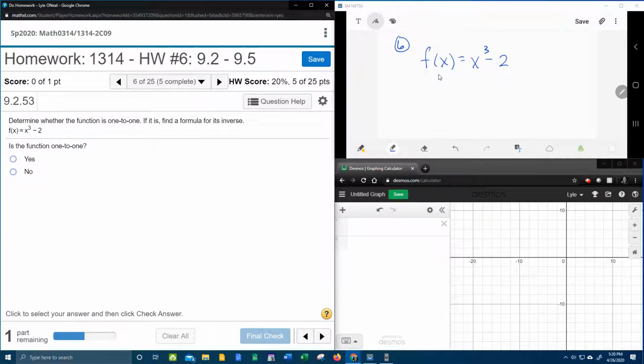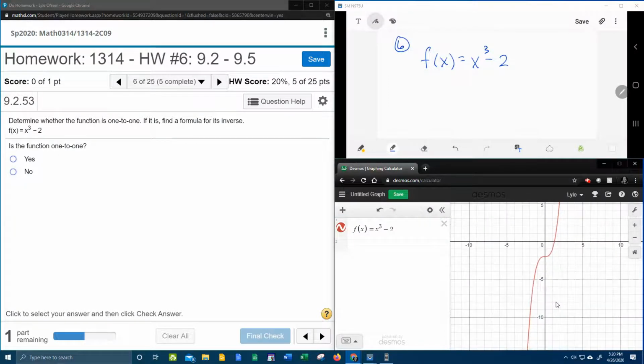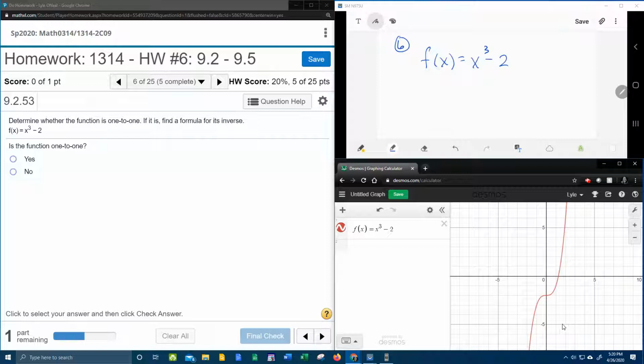All right, so the first thing that I want to do is I'm going to go to Desmos and I'm going to graph that function real quick. x to the third minus 2. And I'm going to check and see if that passes the horizontal line test, which it looks like it does. Every horizontal line, even right in here, is only going to touch one time. So this passes the horizontal line test, okay?